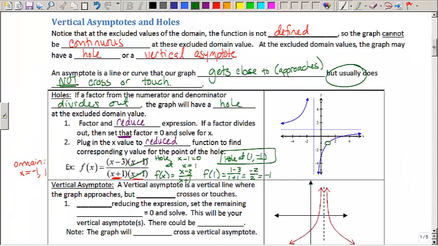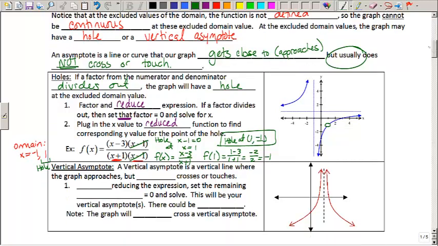Although, the other excluded domain value we haven't talked about yet. At x equals 1, we had a hole. So what happens at the other excluded domain value? Well, in that case, we have a vertical asymptote. A vertical asymptote is a vertical line where the graph approaches. This is just an example of a vertical asymptote here. We usually use a dotted line to denote an asymptote, and your lines get really, really close to it, but never cross or touch. A vertical asymptote is a vertical line where the graph approaches, but never crosses or touches.